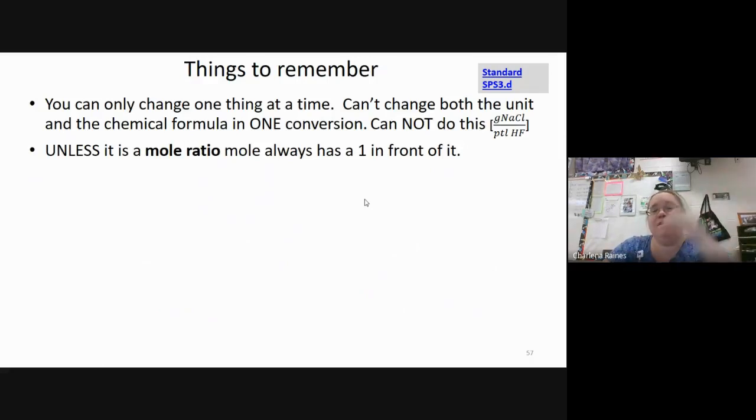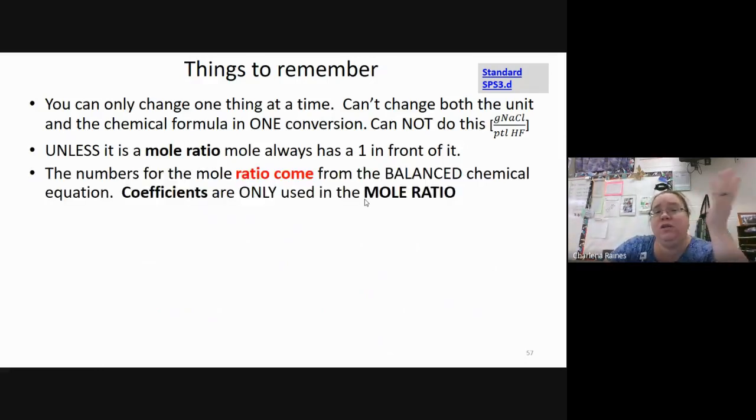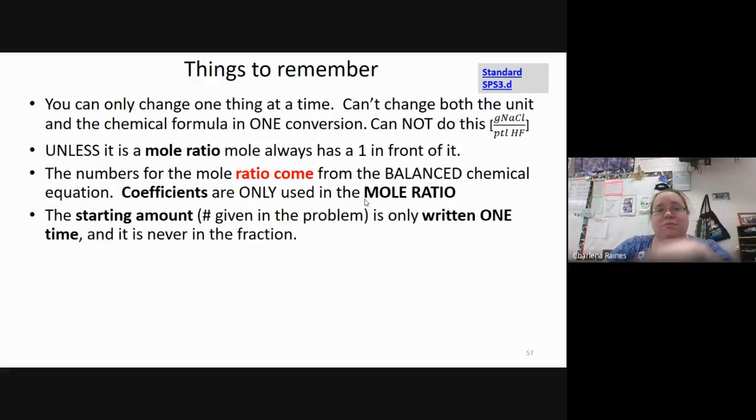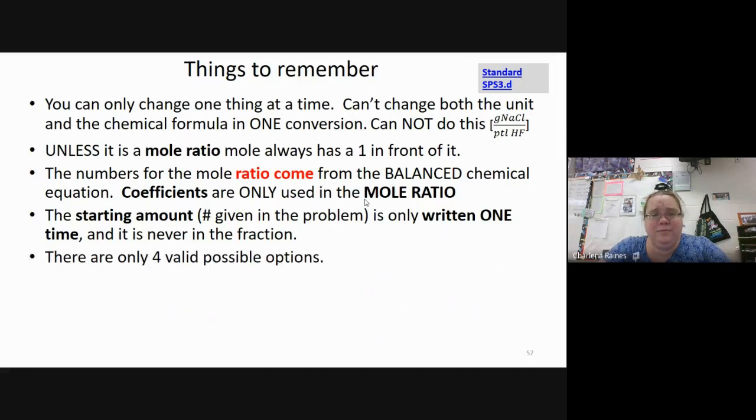So in my multi-step conversions, I end up with a 1 at the beginning and a 1 at the end. My coefficients are only used in the mole ratio, and that's it. They're not used with the molar masses. They're not used with the volumes and the particles. That number that I give you in the problem is only ever used once, always at the very beginning, and never, ever in the fraction.